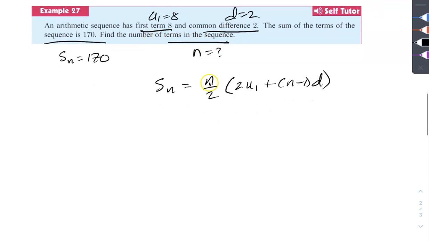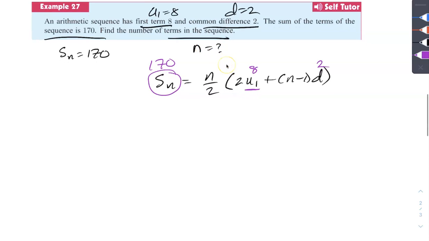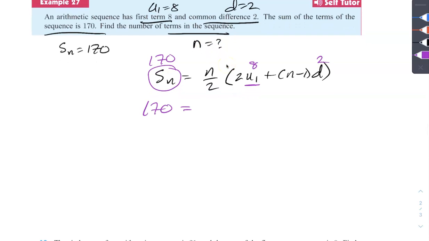And all we have to do is figure out what n is. Plug in what we know. So they gave us Sn is 170. u1 is 8, and the common difference is 2. And let's do some math. 170 equals n over 2, 16 plus n minus 1 times 2. Let's distribute. So I get 2n minus 2.